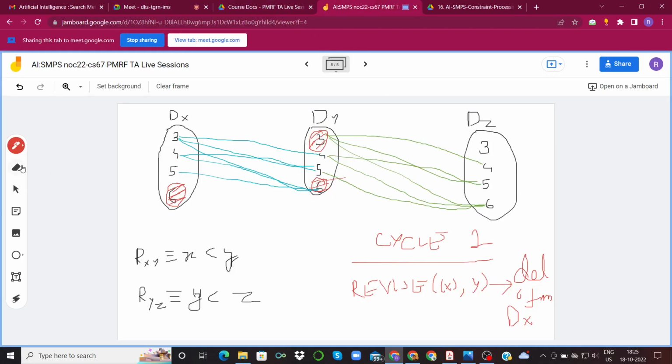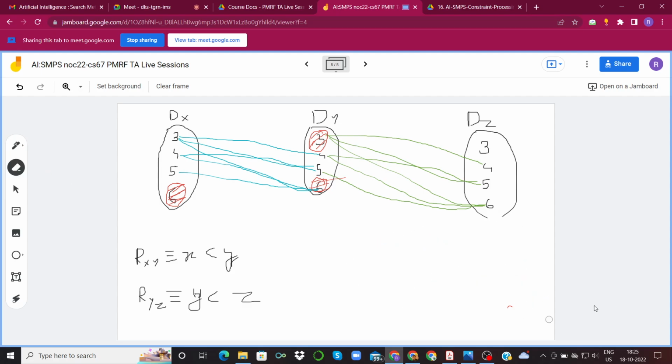Okay, let me erase all of this and start from the beginning so that there is no confusion. You understood the discussion till the point where we had formed this constraint graph, right? There's no doubt in that. Yes, sir.